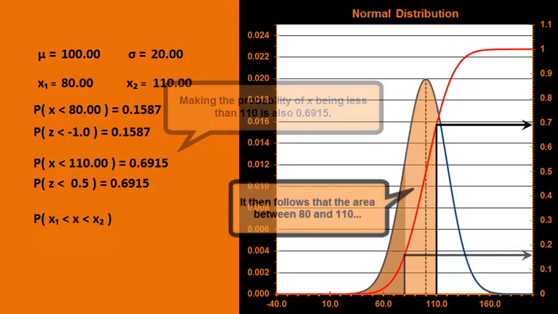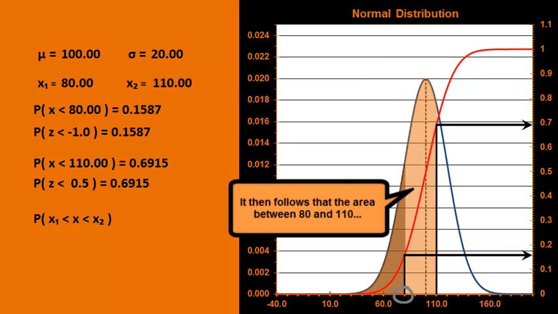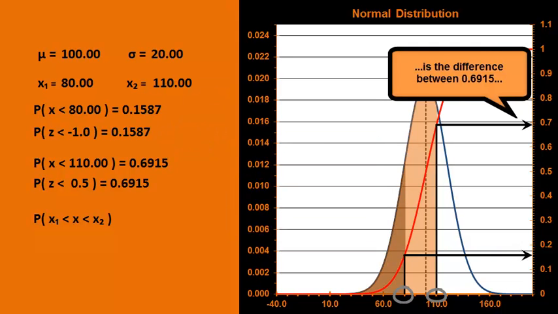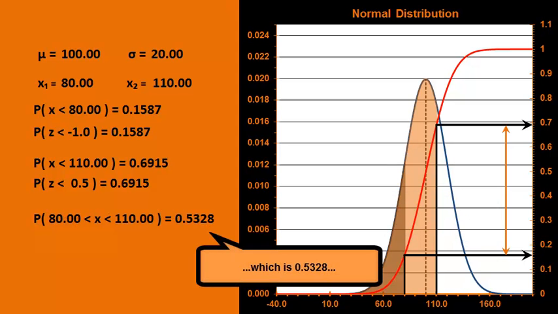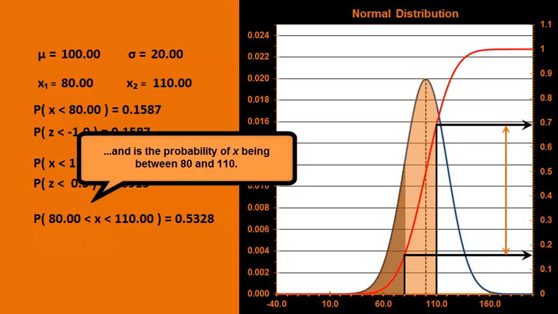It then follows that the area between 80 and 110 is the difference between 0.6915 and 0.1587, which is 0.5328, and is the probability of x being between 80 and 110.